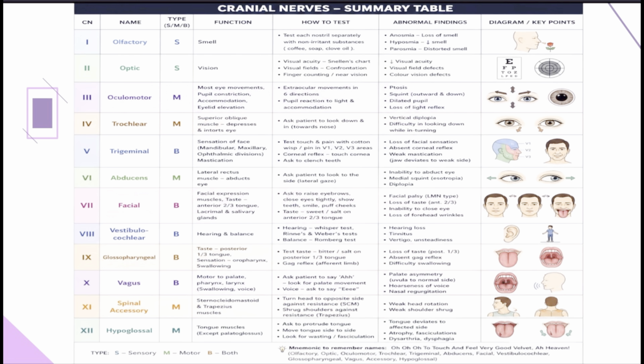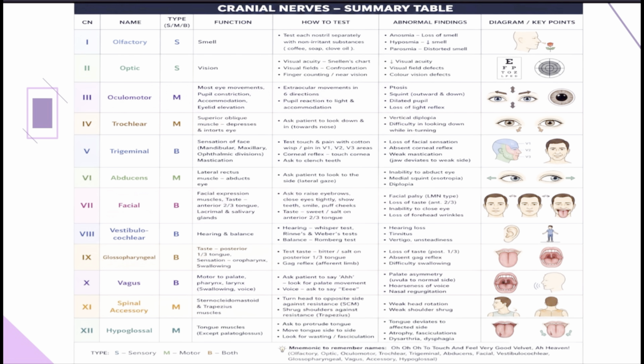And the eighth one, the most important, is the vestibulocochlear. It is responsible for hearing and balance. To assess hearing, use a whisper test, Rinne and Weber tests, and evaluate balance if required. Hearing loss or vertigo suggests pathology. The glossopharyngeal and vagus, 9 and 10 nerves, are examined together. Ask the patient to say ah and observe soft palate movement. Test the gag reflex and assess swallowing and voice. Hoarseness or uvular deviation indicates vagus nerve involvement.